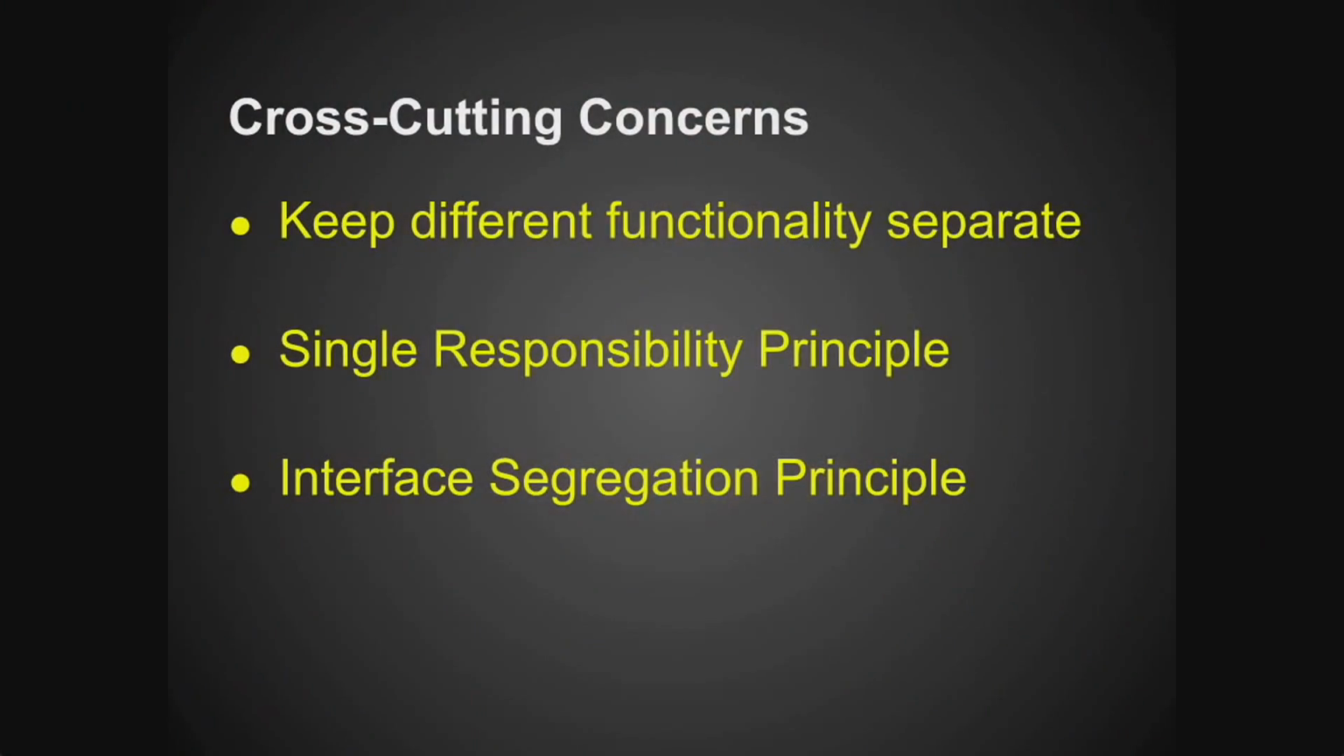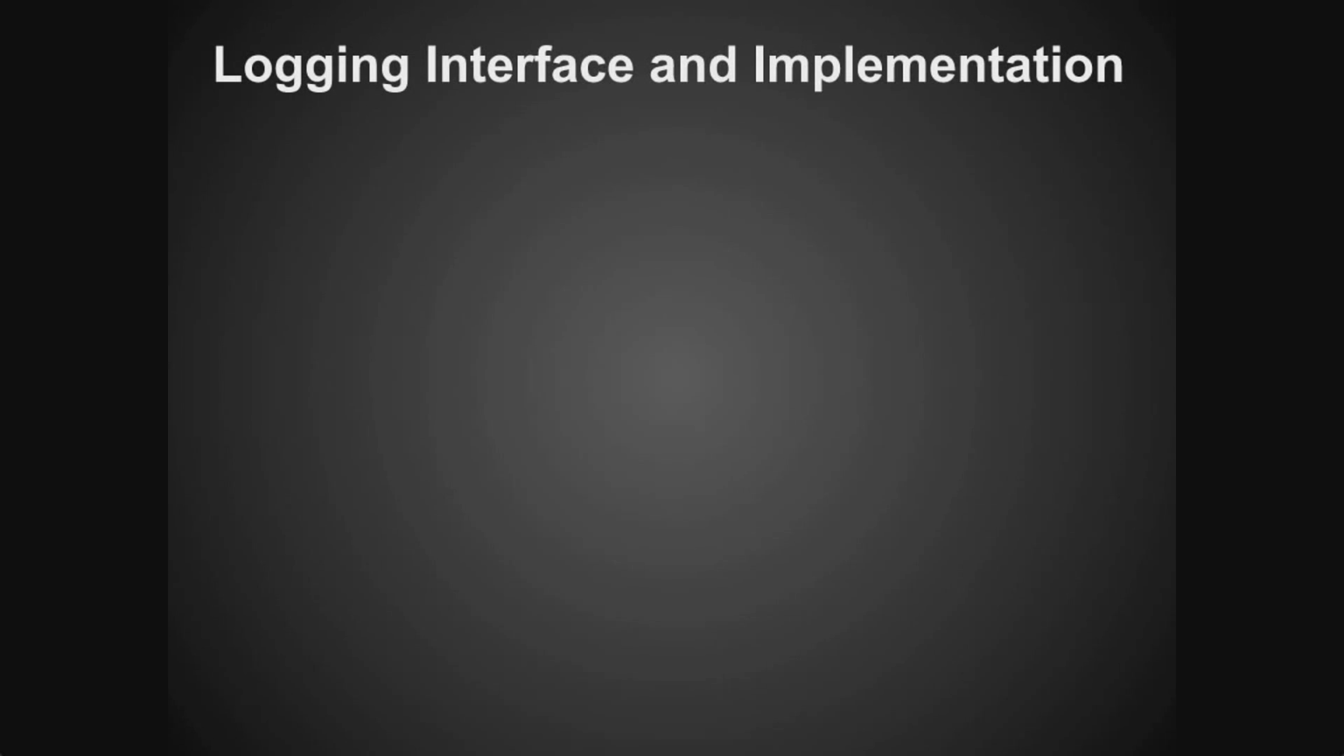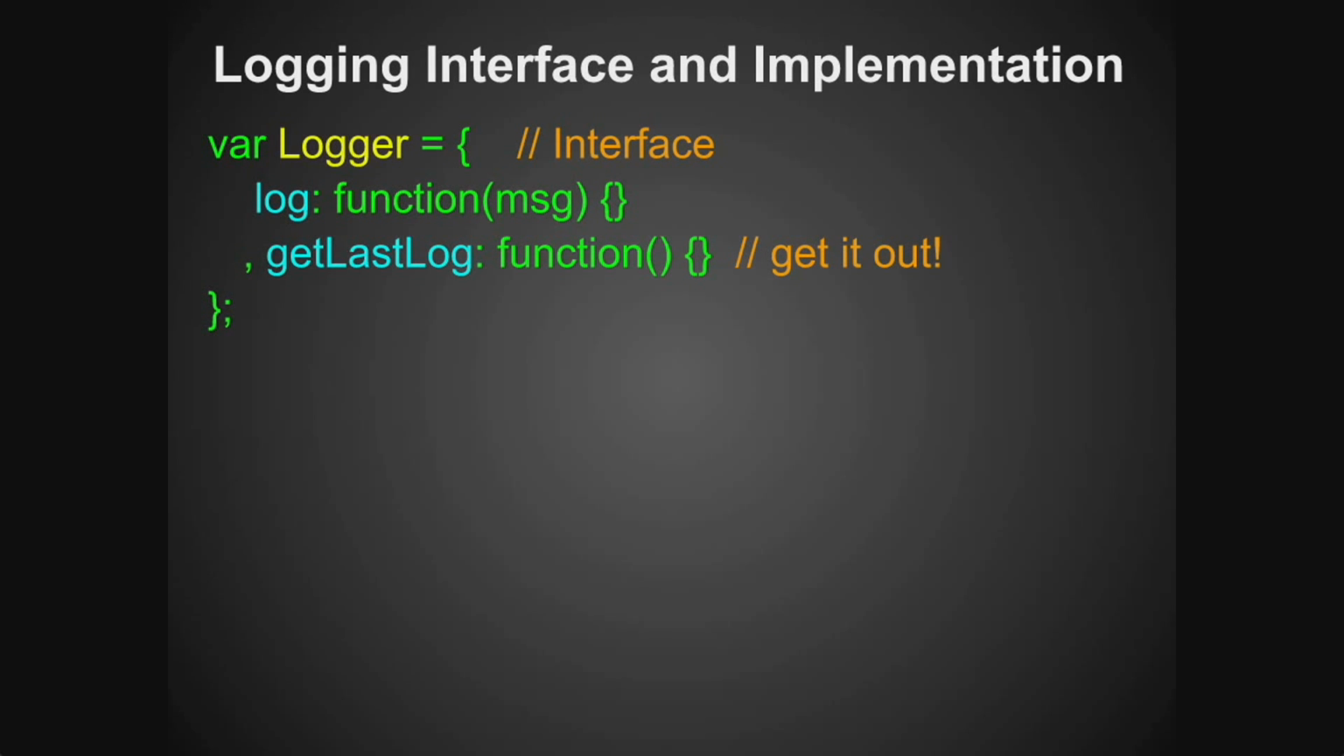So the solution to this problem, like the solution to almost all problems, is we want to keep the different functionality separate. We want to maintain the single responsibility principle. We don't want to put any extra functionality into our implementation that some classes might not need. So what we want to do is create an interface. Here is a logger interface. You see it has just two methods here, a log method, and then a way to get the log back out once you've put the log in.